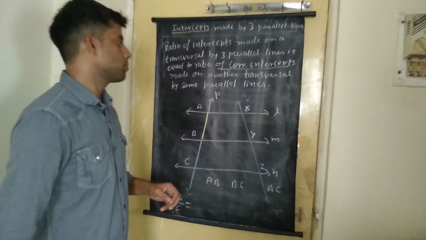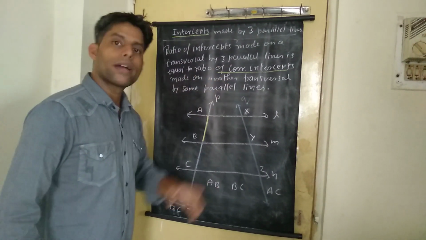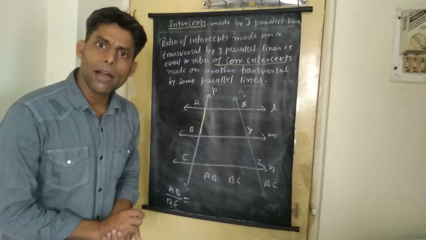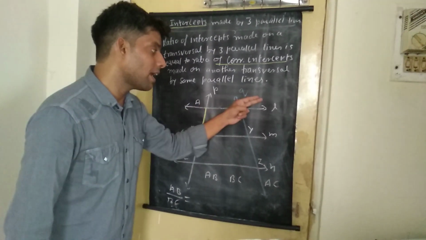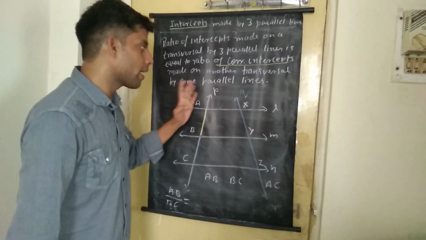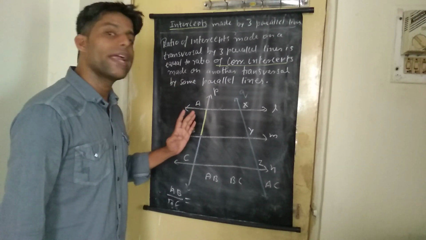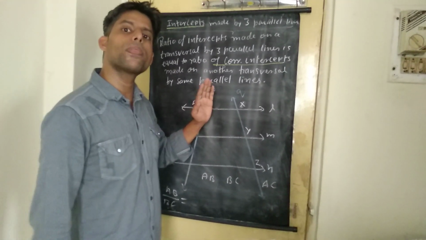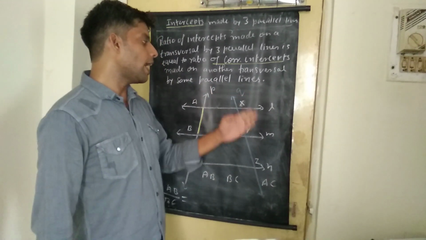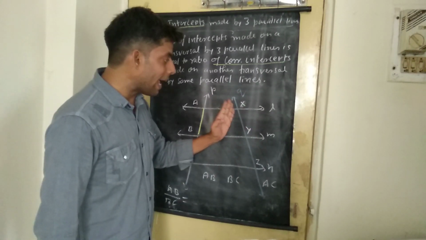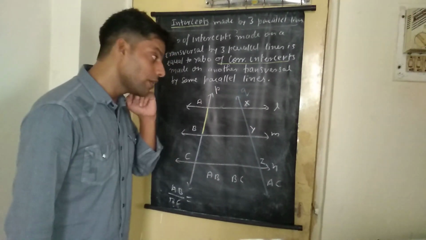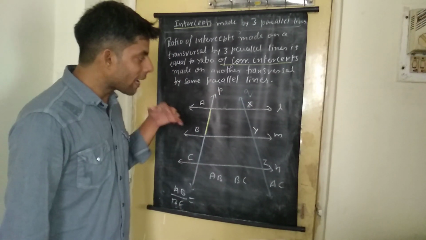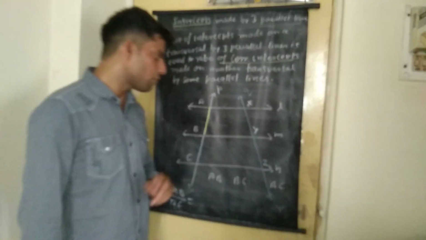So now students, we are talking about corresponding intercept. Again answer me, AB is the intercept made by which lines? AB is the intercept made by line L and M on transversal P. So its corresponding intercept will be the intercept made by the same lines but on the another transversal. So L and M are making another intercept XY on transversal Q. So we can say that XY is the corresponding intercept of AB. So now can you tell me which is the corresponding intercept of AC?